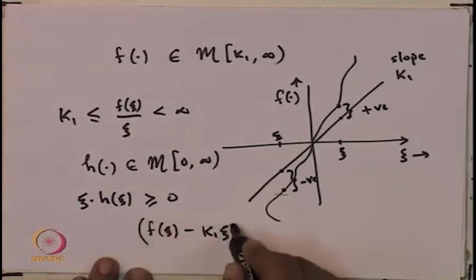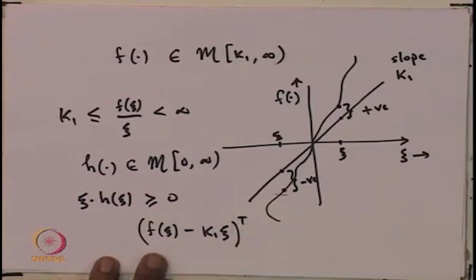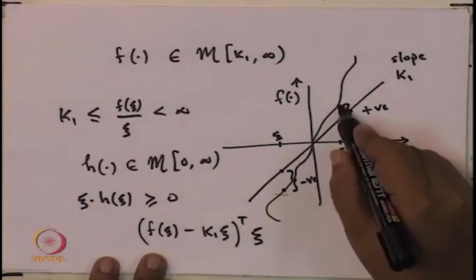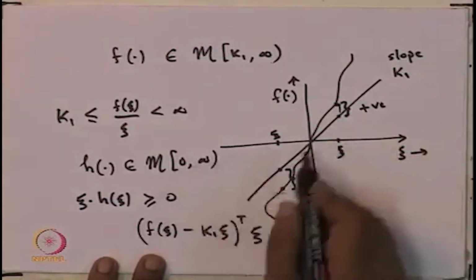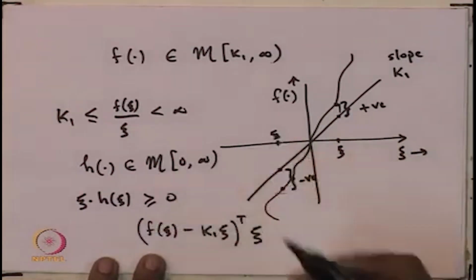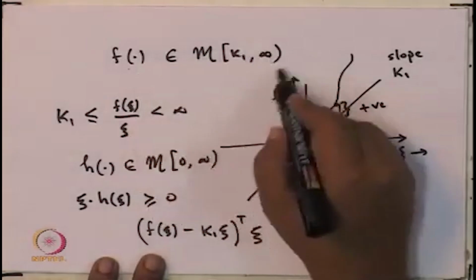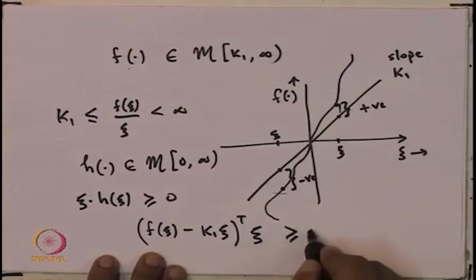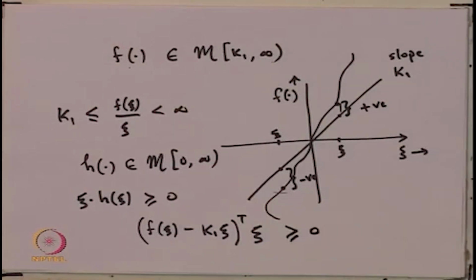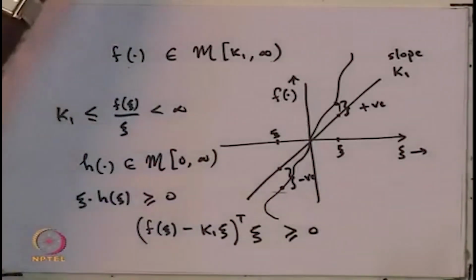So, if this thing, with a transpose, is multiplied to psi, then here you get a positive quantity multiplying positive, so the resulting thing is positive. In the left half you have a negative thing multiplying negative, so the resulting thing is positive. So, for any nonlinearity which lies in the K1 infinity sector, we can say that this condition is always satisfied. Now, if this condition is satisfied, then this is what we do.